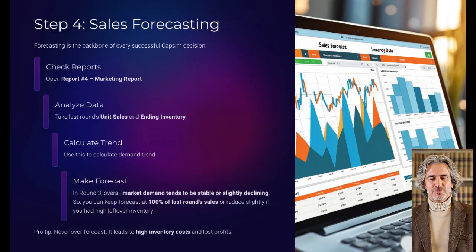Step 4. Sales forecasting. Forecasting is the backbone of every successful Capsim decision. Here's how you do it. Open report number 4, marketing report. Take last round's unit sales and ending inventory. Use this to calculate demand trend in Round 3. Overall market demand tends to be stable or slightly declining. So, you can keep forecast at 100% of last round's sales or reduce slightly if you had high leftover inventory. Pro tip: never over forecast. It leads to high inventory costs and lost profits.